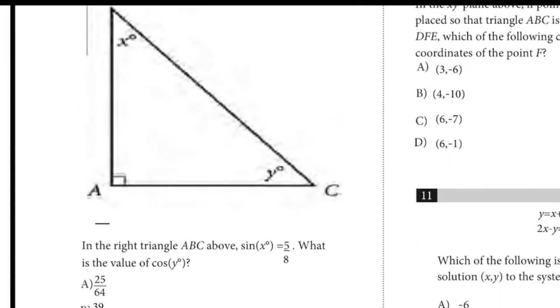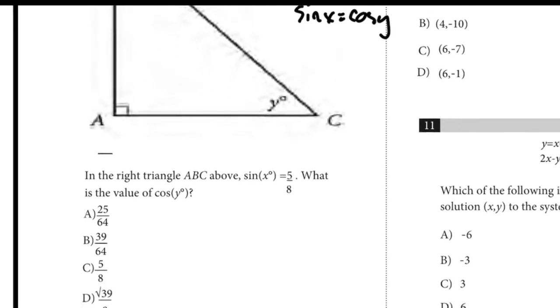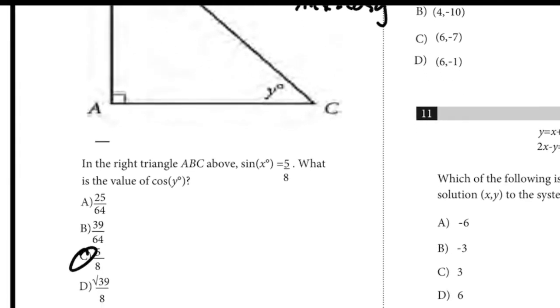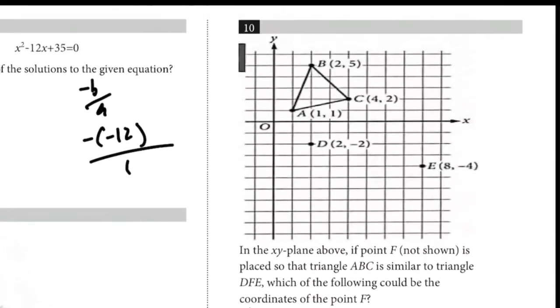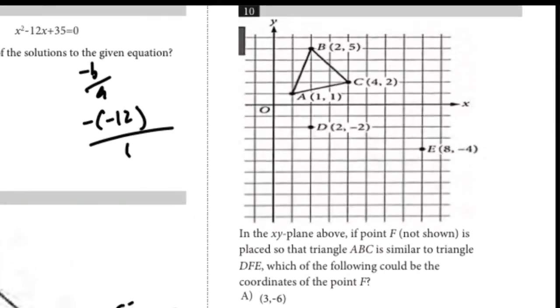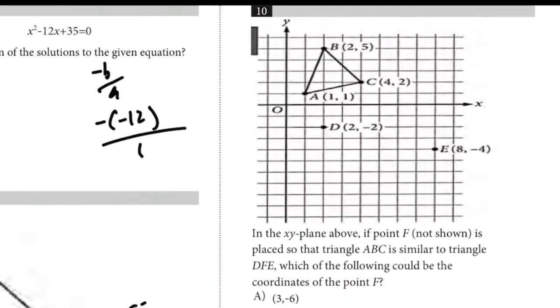Here, in the right triangle above ABC, sine x equals 5 over 8. What is the value of cosine y? So in a right triangle, sine x is equal to cos y, right? So if it's 5 over 8, then cos y is 5 over 8 as well. They're equal.